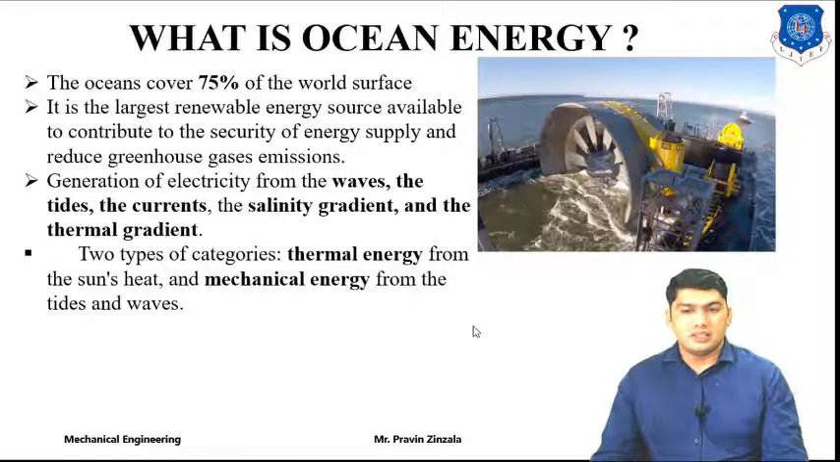First, thermal energy from the sun's heat: due to solar radiation, the top surface of the ocean warms up, so we can utilize it in the form of thermal energy. Second is mechanical energy: due to high tide and wave energy, we can install mechanical devices and convert tidal and wave energy into electricity. Our main purpose is to generate electricity, fulfill the world's energy demand, and reduce pollution. It is one type of renewable energy source.